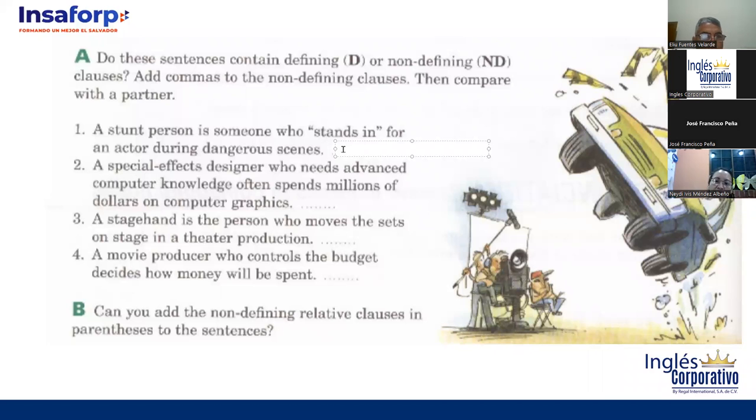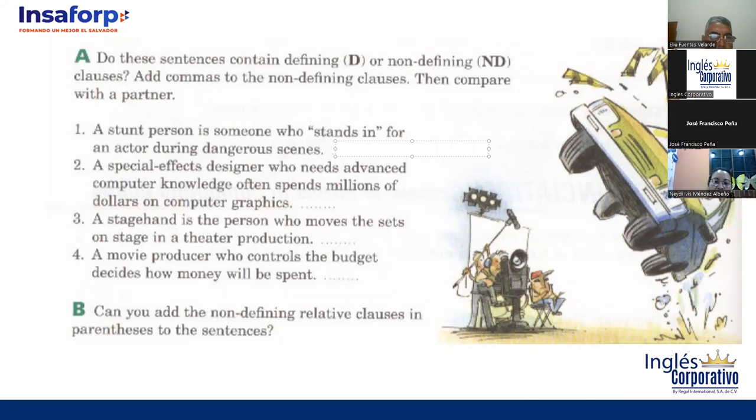Understood. Very good. Because it's not, for example, when it's a defining sentence, if, for example, Sylvester Stallone is the principal star of the Rocky movie, it identifies Sylvester Stallone, but this sentence has a stunt person. The person is not a defined person.